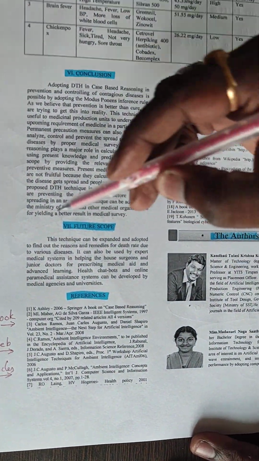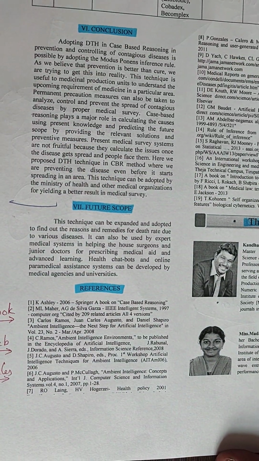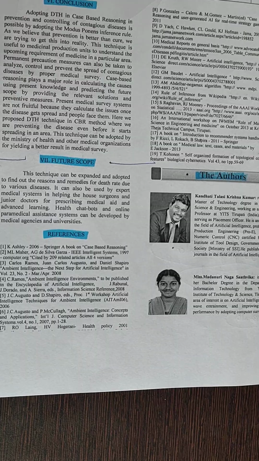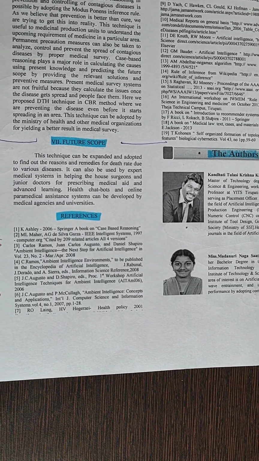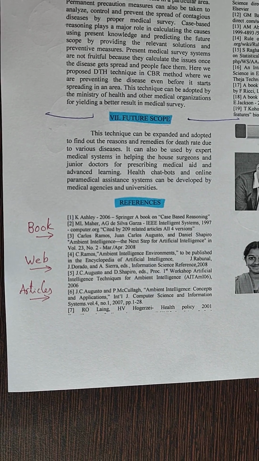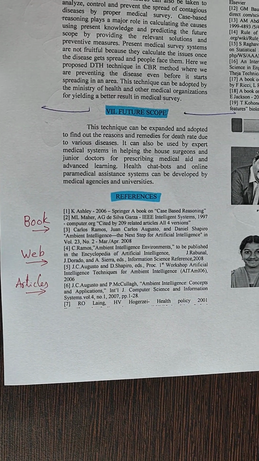After concluding it, you have finished the paper. Here the paper is over. Then it's always better to write future scopes. When it comes to future scopes, you should write where the same method or technology can be used in other sources, or how this can be improved further.